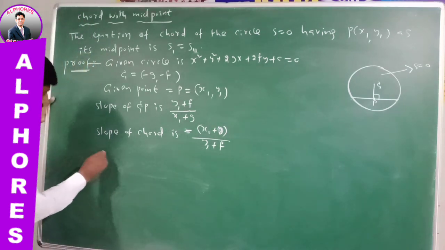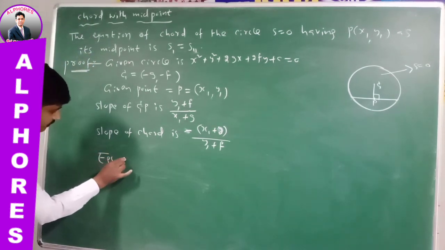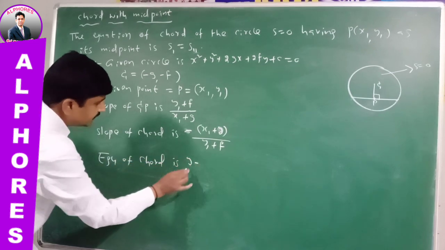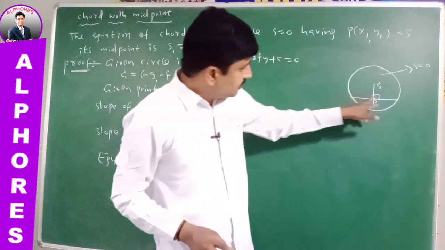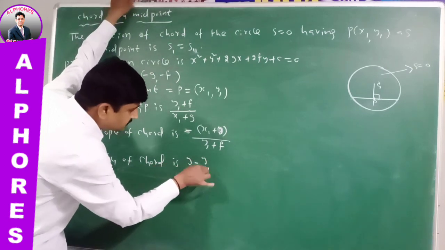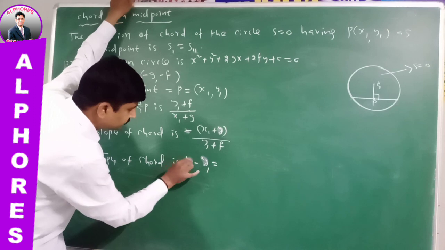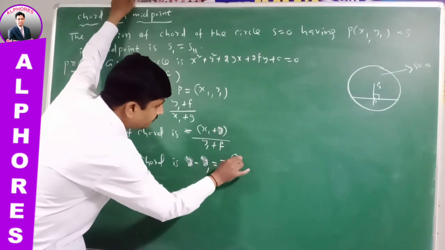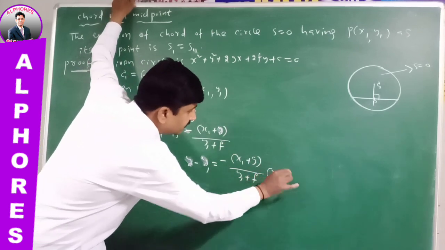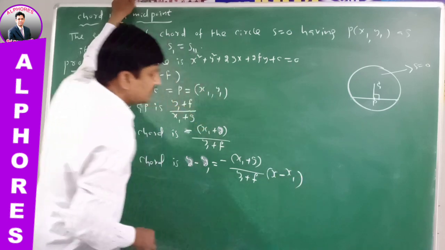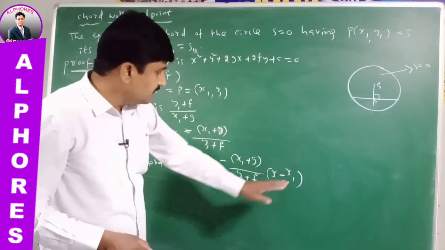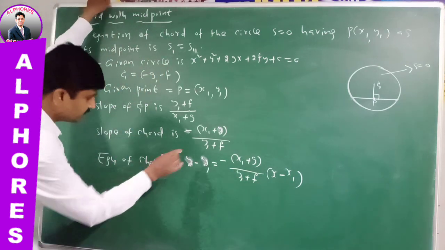Now the equation of the chord. Here this chord is passing through the point P(x1, y1). Now the equation of the chord is y minus y1 equal to the slope, minus (x1 plus g) by (y1 plus f), into (x minus x1). Now cross multiplication.